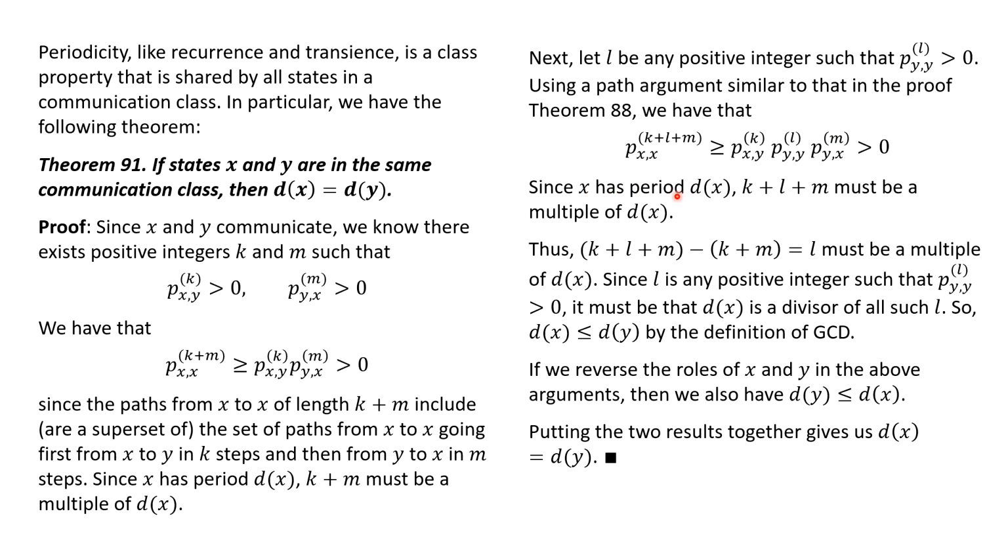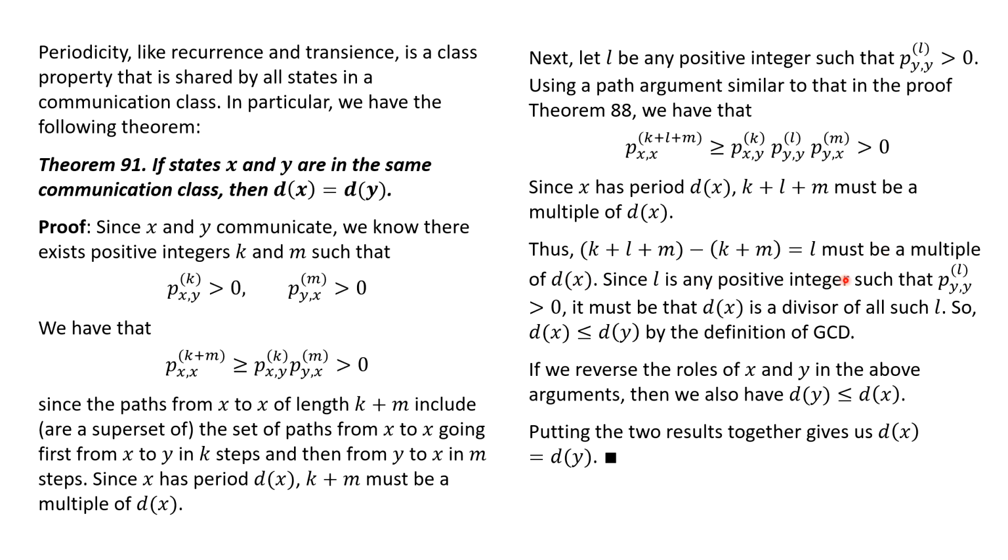So since x has period dx, k plus L plus m must be a multiple of dx. So we've now shown two different things are a multiple of dx, and so their difference must be, and the difference of this and this is L. Thus L must be a multiple of dx.